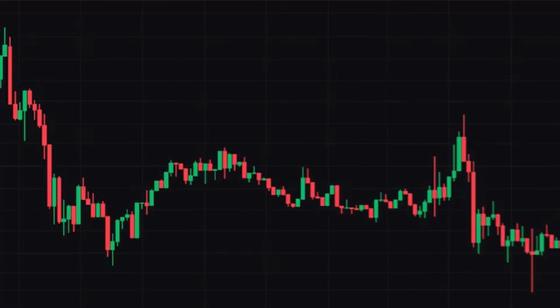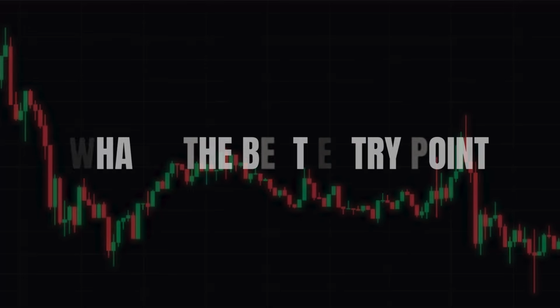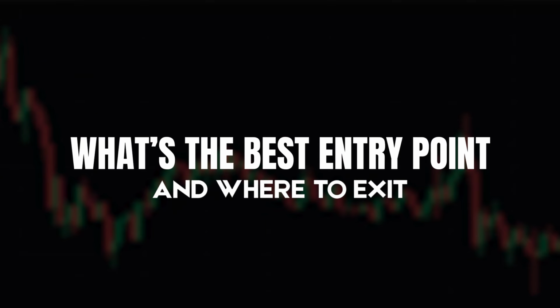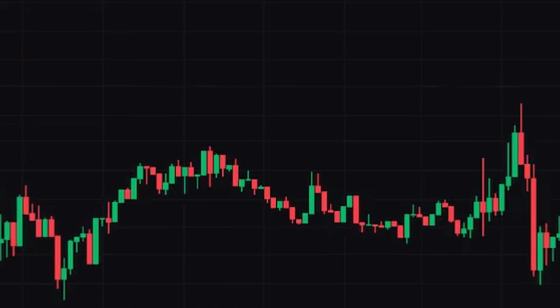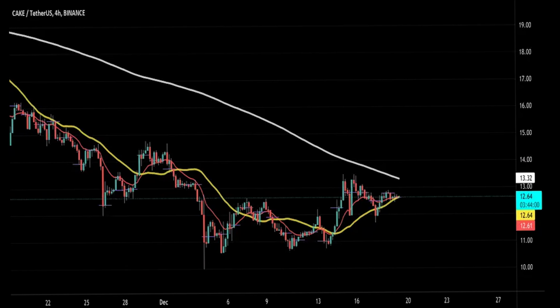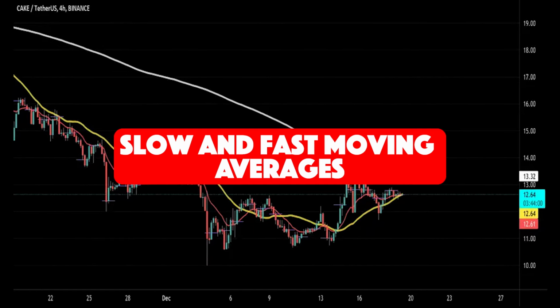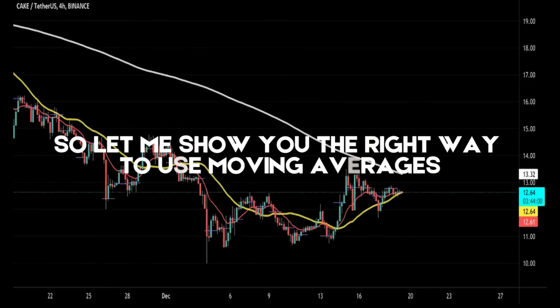Moving average. Probably one of the most effective indicators. It can tell you where the market is going, what's the best entry point, and where to exit. But most traders use it the wrong way. They intermix multiple moving averages to the point that their chart looks something like this. I don't know how anyone can differentiate between slow and fast moving averages. So let me show you the right way to use moving averages.